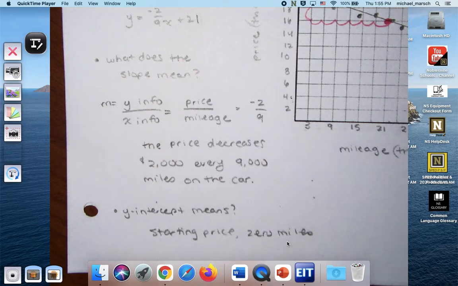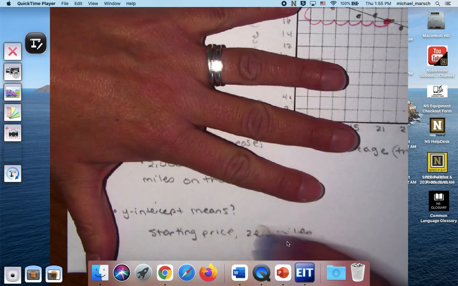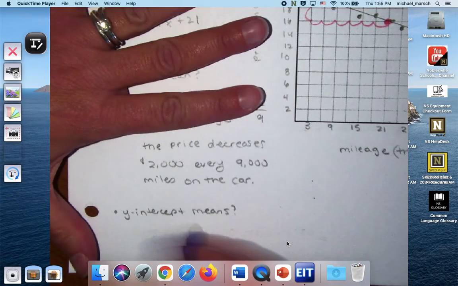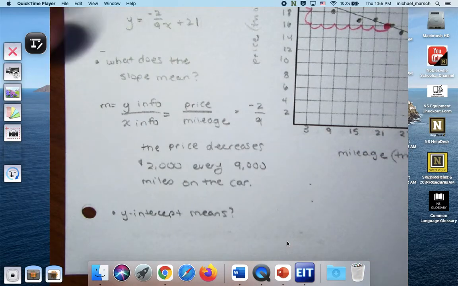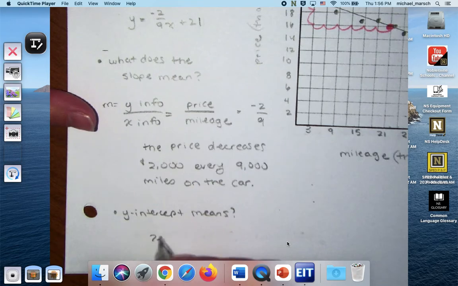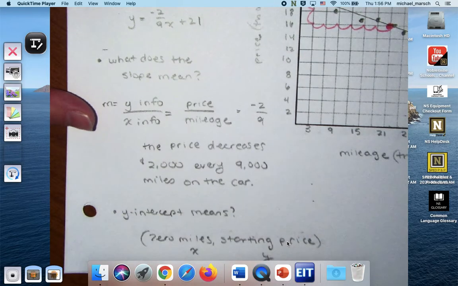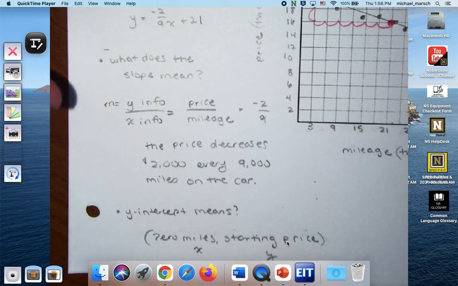Wait, so what would -1/5 be for that? So that would be every 1,000, it loses $1,000 in value every 5,000 miles it gets added. So this is 0 miles, starting price. I'm going to write this backwards so that it's the x and y. 0 starting price.